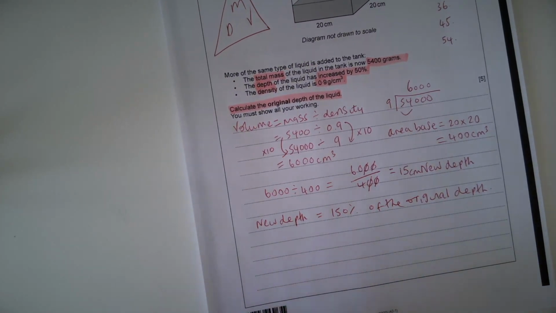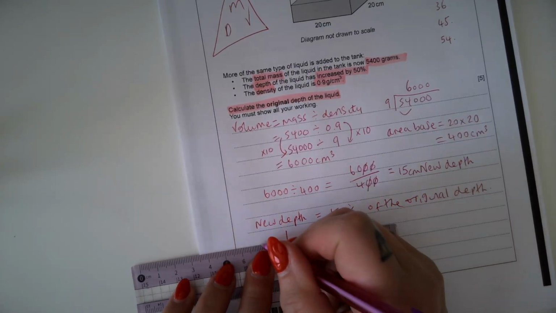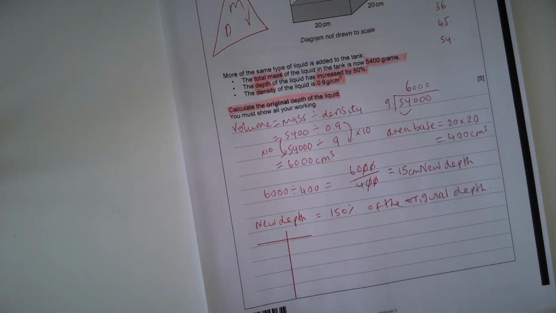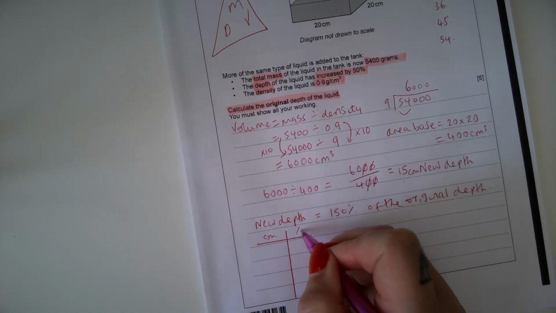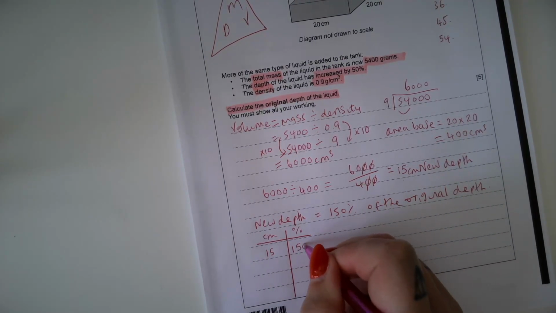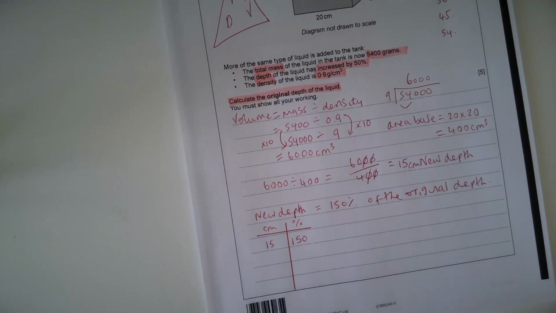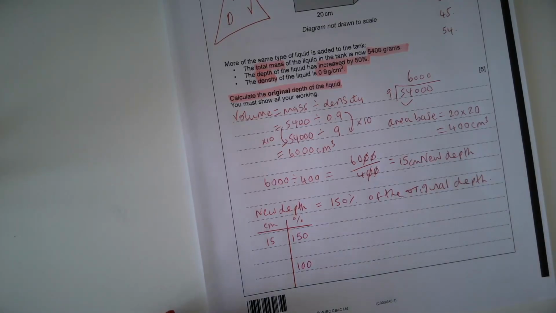Okay, so I'm going to work with one of those little proportion tables that I like to work with just to organise my thoughts and my working. So 15 centimetres, so we're dealing with centimetres and percent. So that 15 centimetres is 150% of the original. I want to find out what the original is, so I'm aiming to get to what 100% is.